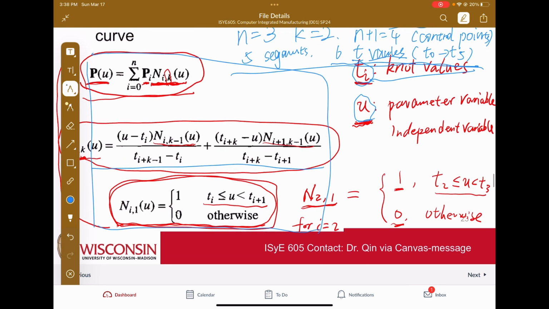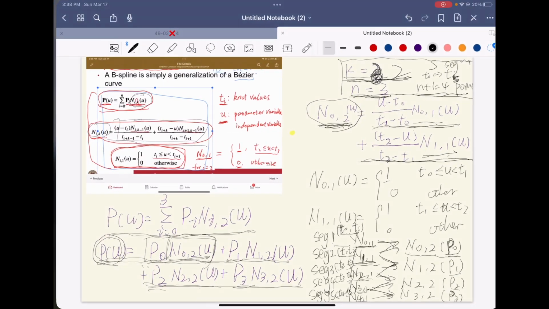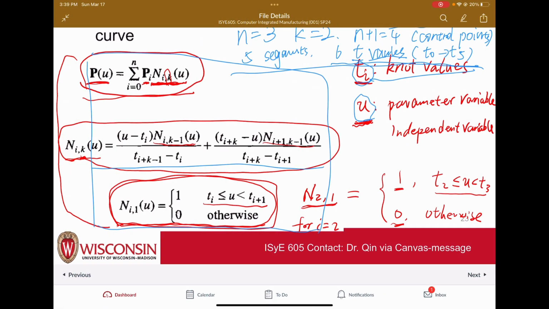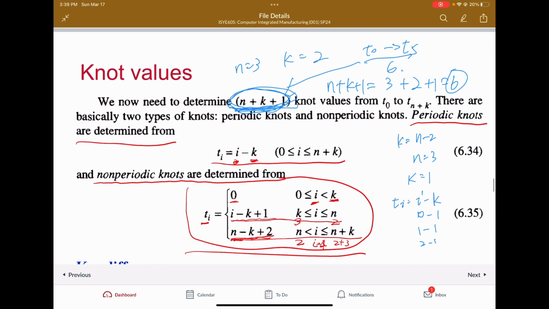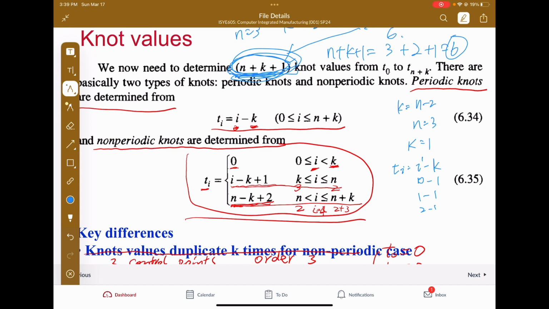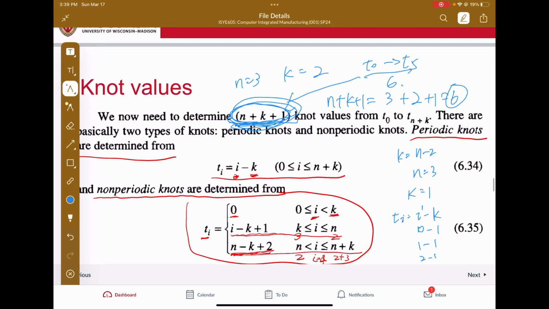So this equation, n plus k plus 1, comes from what we have, go back to here. This tells you why the knot numbers come from n plus k plus 1, because during the process we can validate where this comes from. Okay.